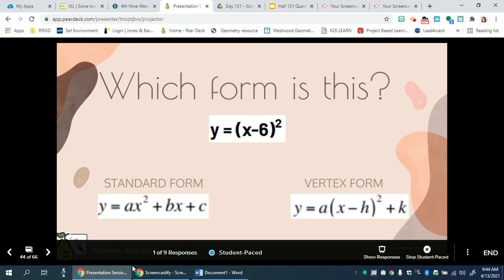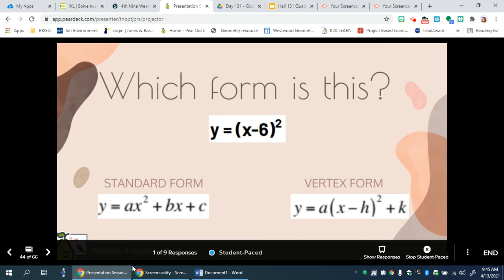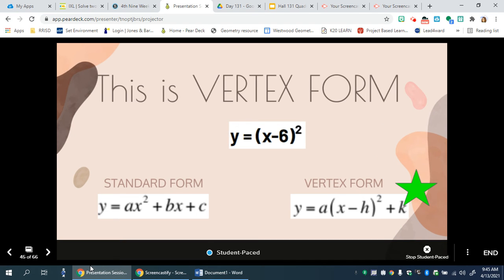Okay, now pause the video and see if you can figure out, is this vertex or standard form? So if you recall, I just told you the big difference is this square. If x is the only thing being squared, it's standard form. If there's more than one thing being squared, aka parentheses, then it is vertex form. And as we can see, x minus 6, both those things are being squared, so this is vertex form.